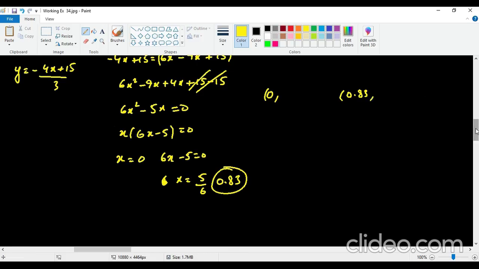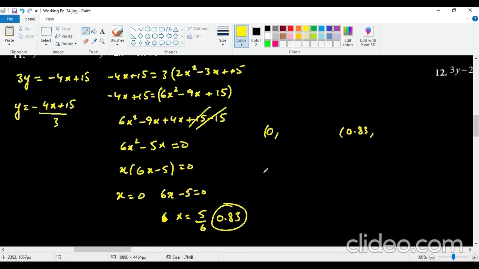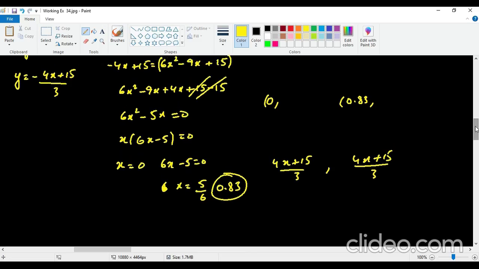Now we'll find out the value of y. I will write two different times. First I will write 4x plus 15 over 3, and second 4x plus 15 over 3. First I will put 0.83, 4 times 0.83 plus 15 over 3, and 4 times 0 plus 15 over 3.